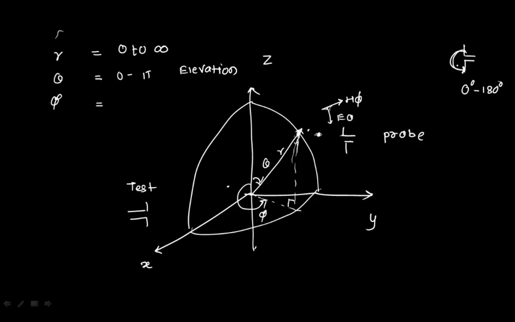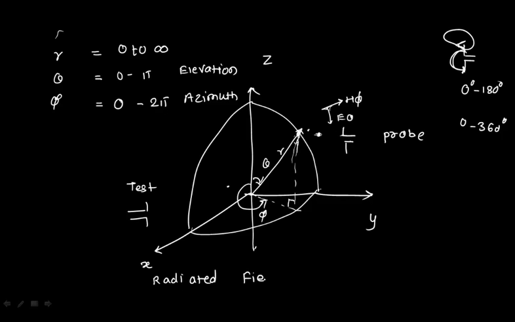What about the rotation in the horizontal direction? This angle will be called the azimuth angle. The possibility is from 0 degree to 360 degree, so this range is 0 to 2 pi. This is how you represent your radiations in the spherical coordinate system, and this is how you can get the radiated field measurements.